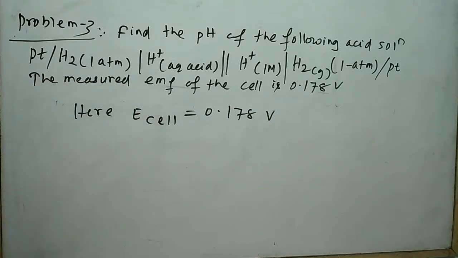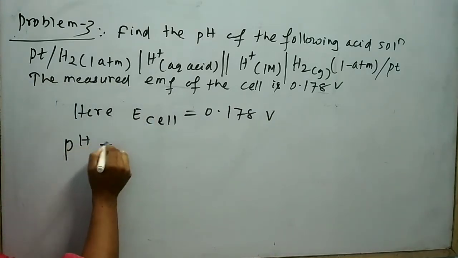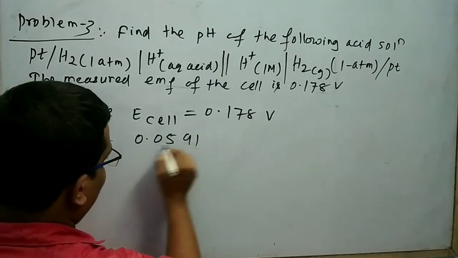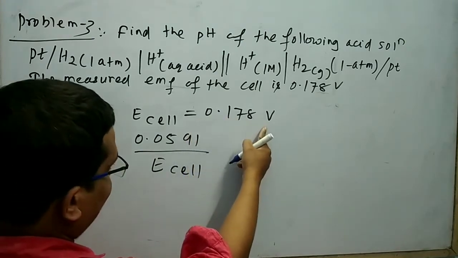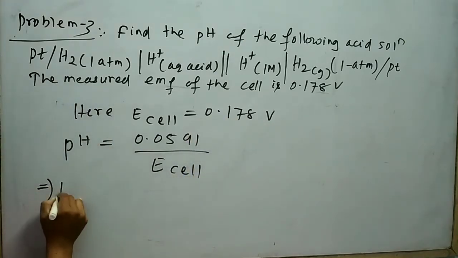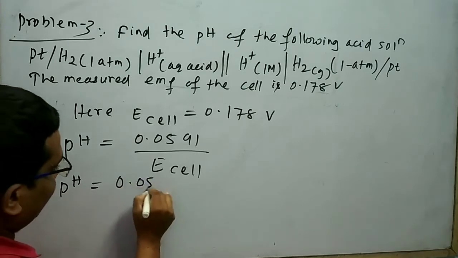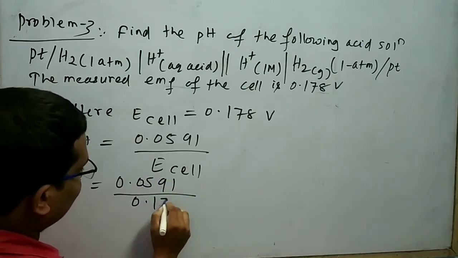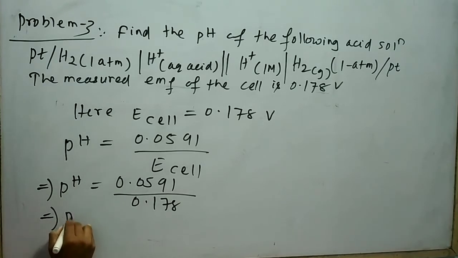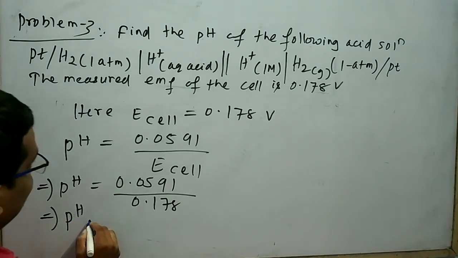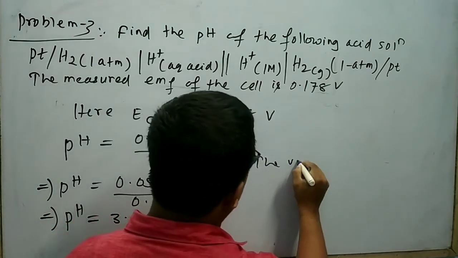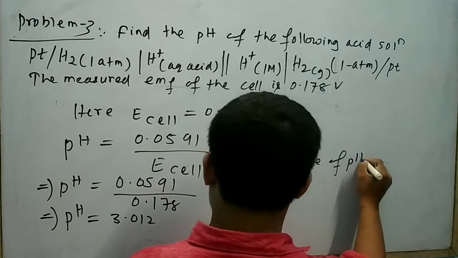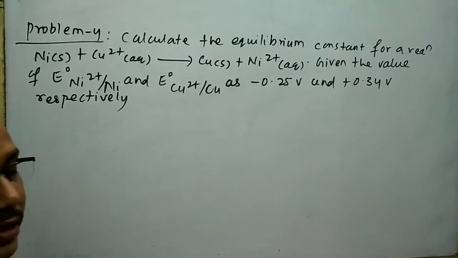For the calculation of pH, we know a formula. pH is equal to 0.0591 divided by E cell. Here the value of E cell is 0.178. Now put the value here. So I can write pH is equal to 0.0591 divided by 0.178. After solving, the value of pH is 3.012. So we can write the value of pH equal to 3.012. Next I will solve problem number 4.